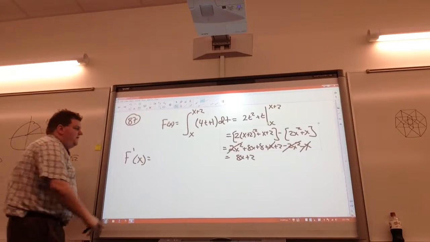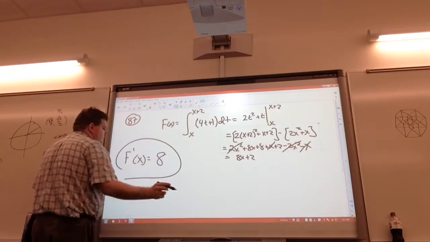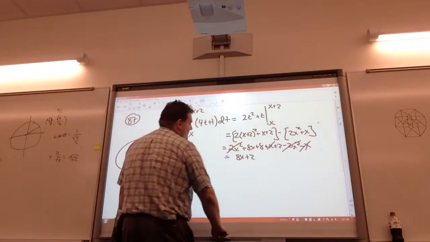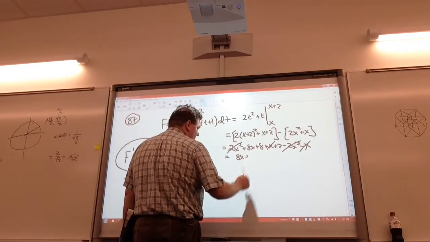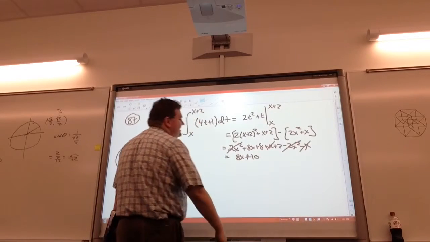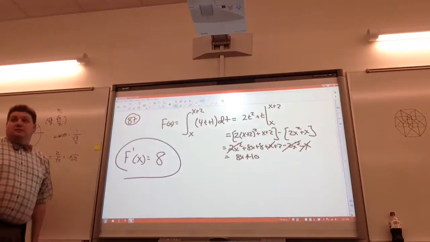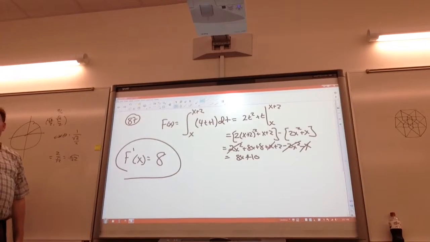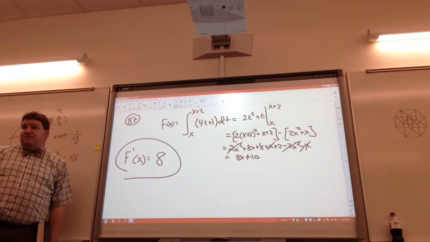We want the derivative of it, which is just 8. The derivative of 8x plus 10 is 8. I keep making a mistake here, but it doesn't matter, because we don't care about the constant. And that is that. Nothing else crazy to it. So, on the surface it looks impossibly difficult to do, but in reality it makes it rather easy to get the answer. By the way, if you look in the back of the book, 8 is the answer.